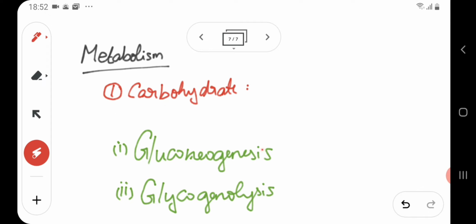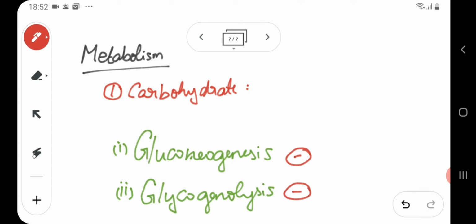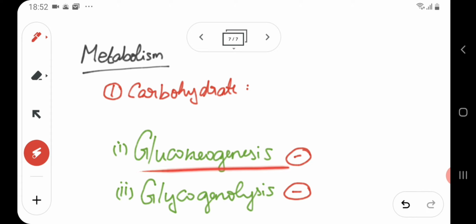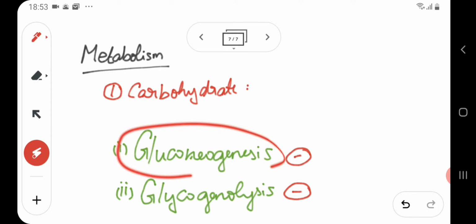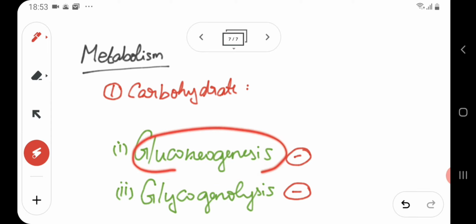So the first two here. Insulin inhibits gluconeogenesis as well as glycogenolysis. So gluconeogenesis, it normally inhibits this by suppressing the activity of the enzyme which participates in gluconeogenesis.